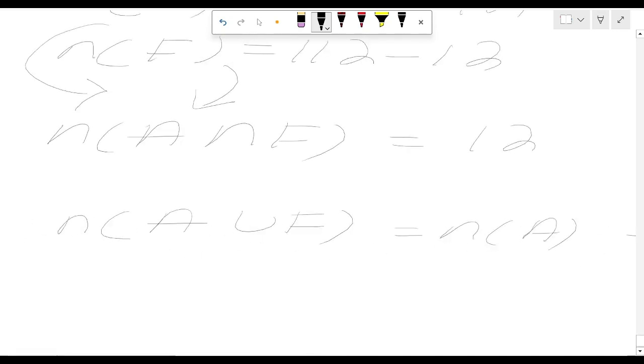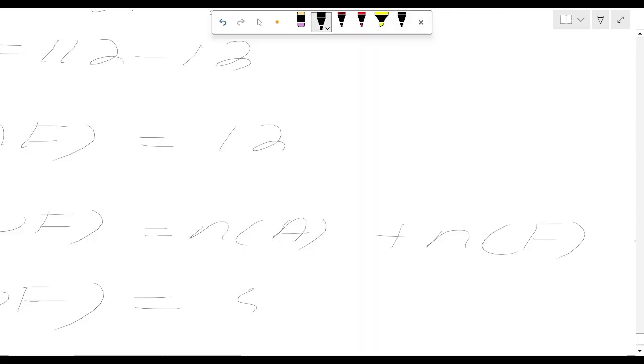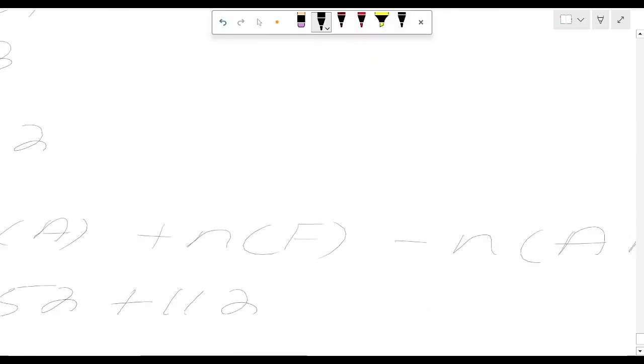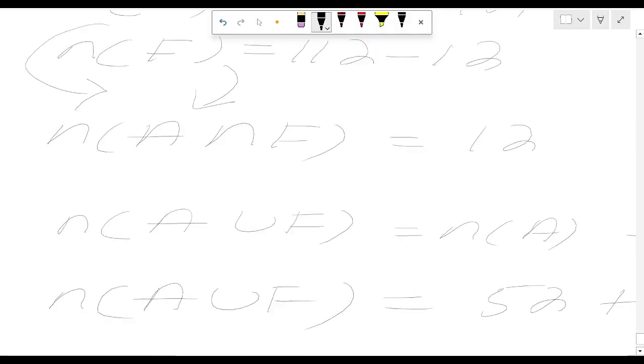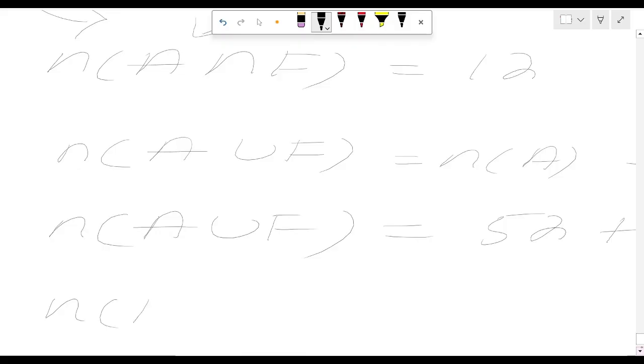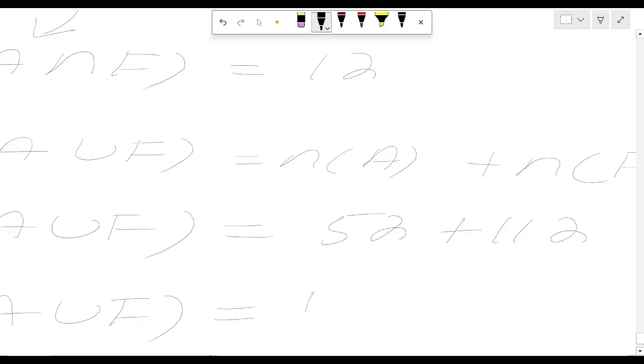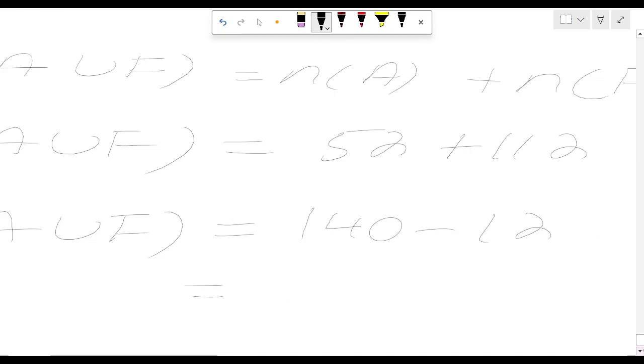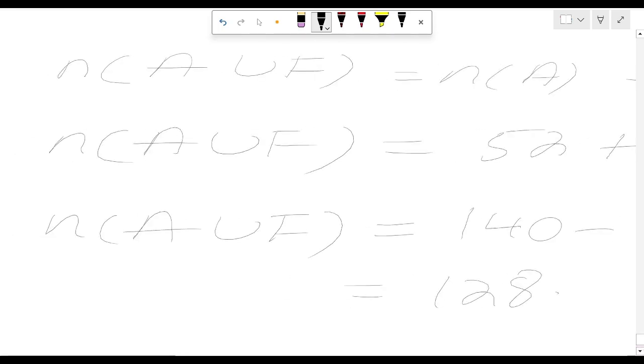So let's place the values now. So I'll have n of A union F as it is equal to, what is the number of A? The number of A is 52 plus 112, and then it will be subtracted from 12. Then I'll place here n of A union F, which is equal to 140 and then minus 12. So 140 subtracted from 12 is 128. So n of A union F is equal to 128.